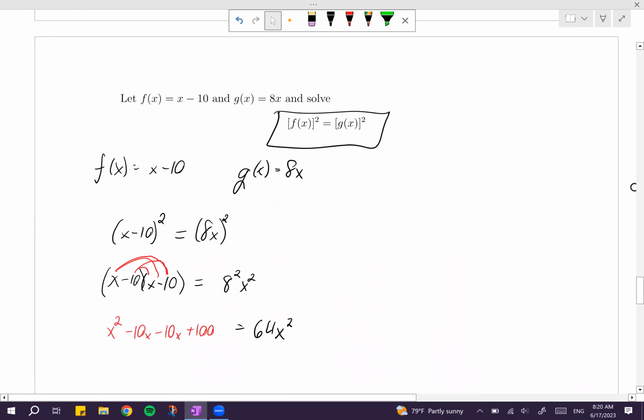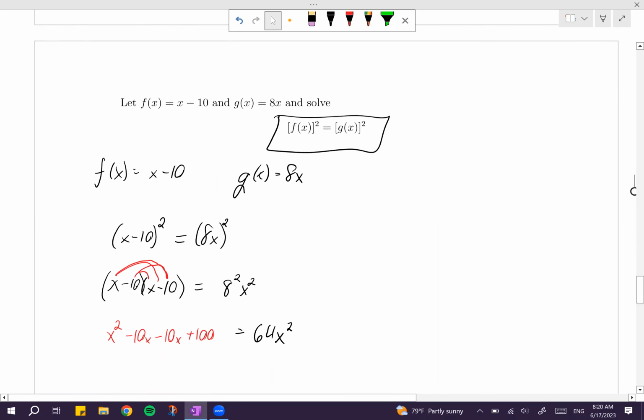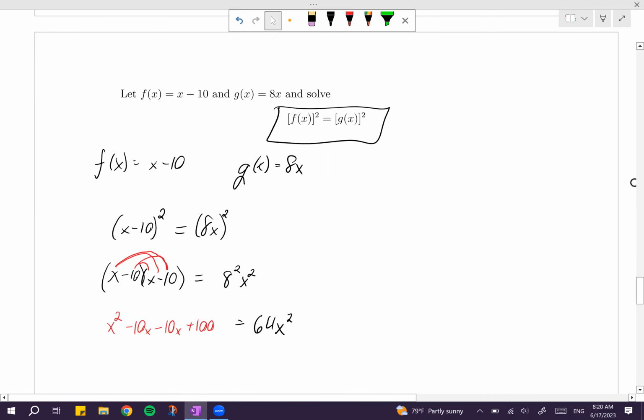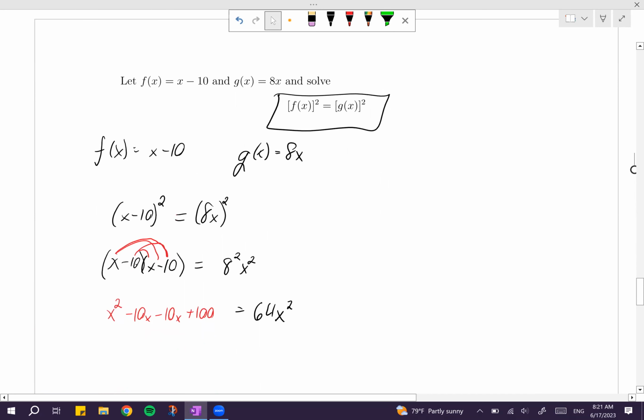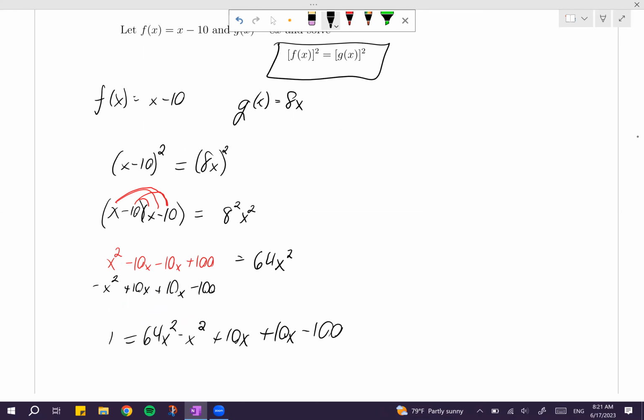Alrighty. So I'm going to move everything to the right-hand side because I want my x squared term to be positive. And that's going to give me, I'm going to subtract the x squared, add 10x, subtract 100 to both sides. And that's going to give me 64x squared minus x squared plus 10x minus 100 equals 0.